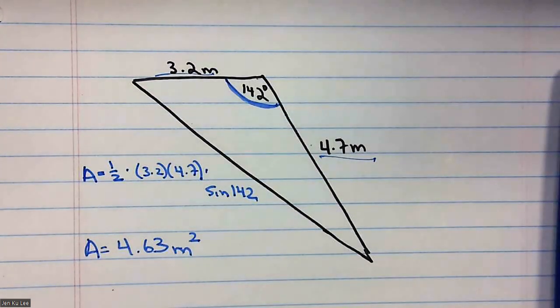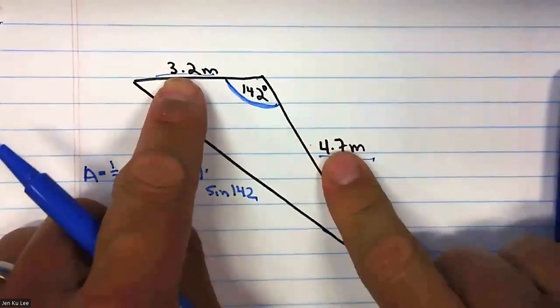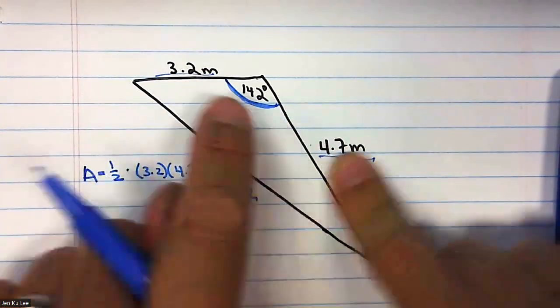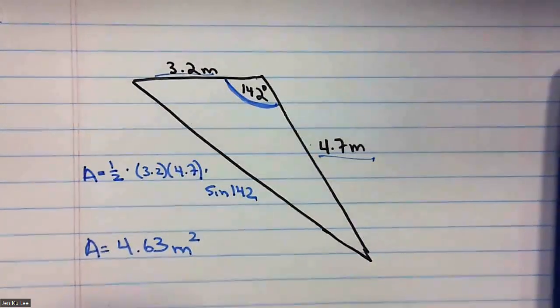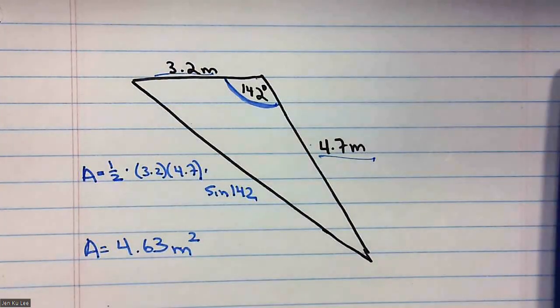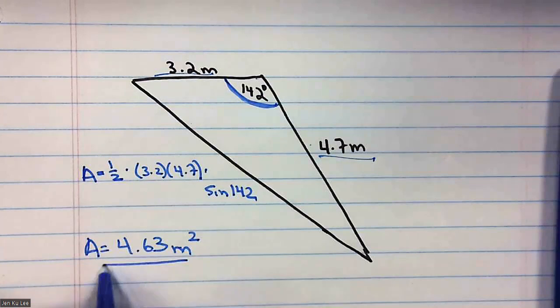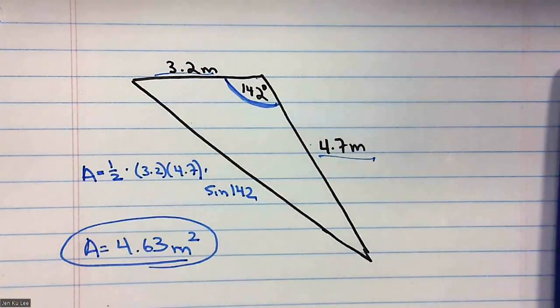All you're gonna do is just multiply the half by the two sides that's given and the angle that makes up those two sides. Okay? It's gonna be the unit squared, yeah. Okay? That's simple, right?